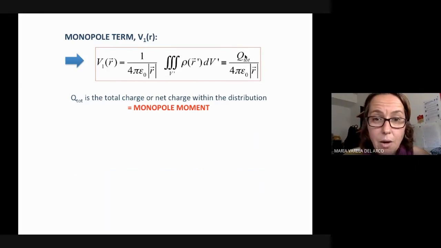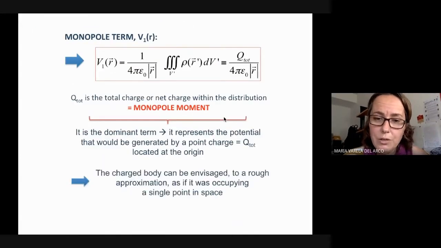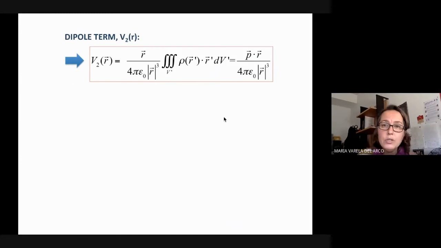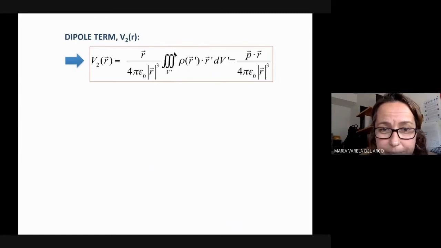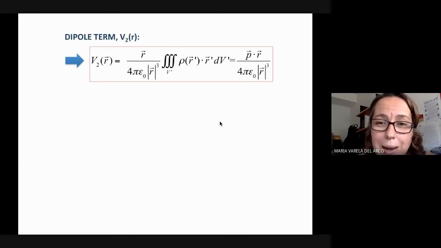And if I think of my multipole expansion, then I will have to go and look at the second term. The first one would cancel out, then I would look at V2. So let's talk about V2 for a moment. V2 is what we call the dipole term. And this thing inside the integral, rho times r prime, integrated over the whole volume of sources, is what we call the dipolar moment of my distribution, P.